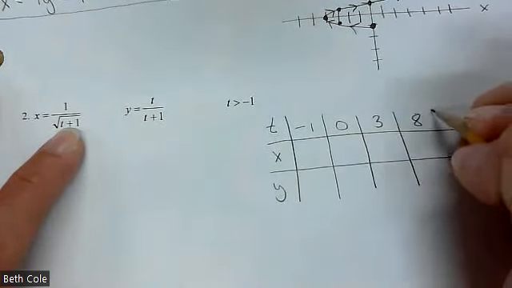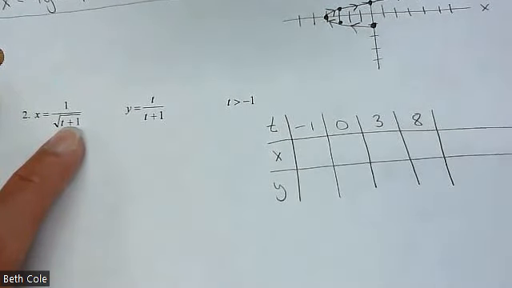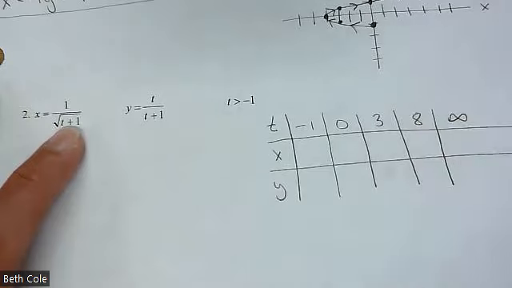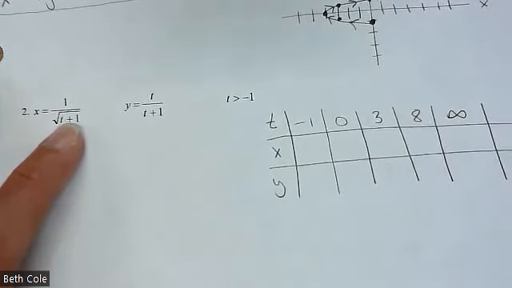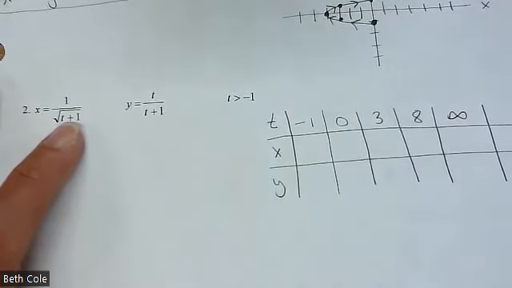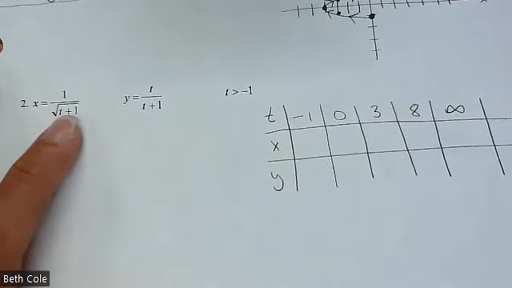8. And then this is kind of like poor notation. We are going to do some limits here, but I'm going to put infinity. You can't technically plug in infinity. We'll do a limit to infinity, just to see where it heads off forever, because it just says t is greater than -1. So it's going to go on infinitely.